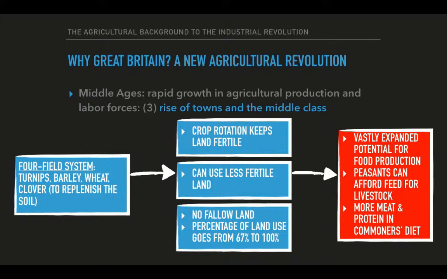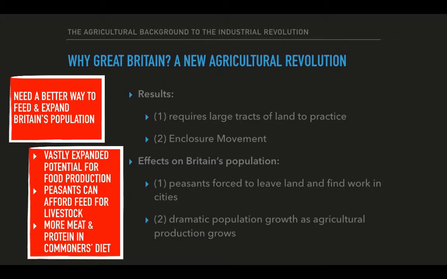Now, in the 1700s, the need for better agriculture and the need for large tracts of land for this new type of agriculture led to the enclosure movement, whereby wealthy landowners enclosed the common lands so that they could practice the four-field system. Now, this created two effects that helped lead to the Industrial Revolution.